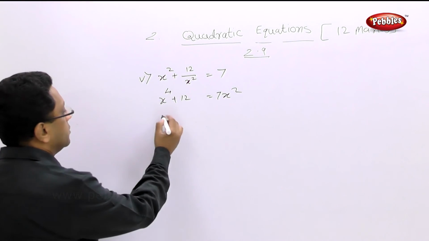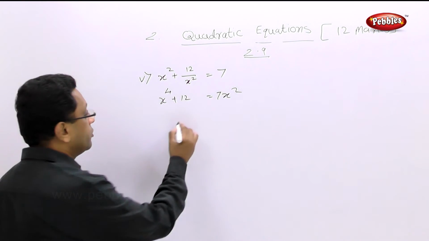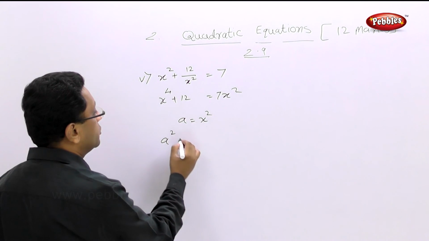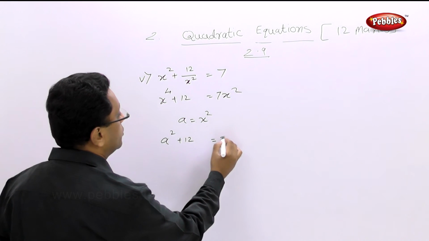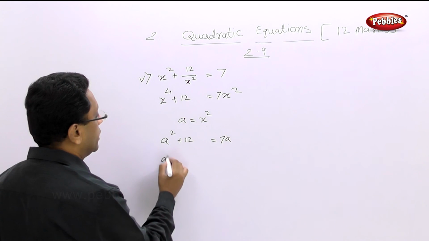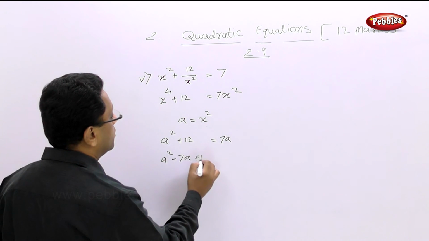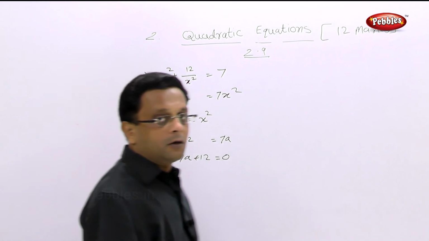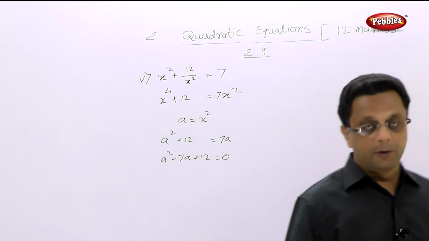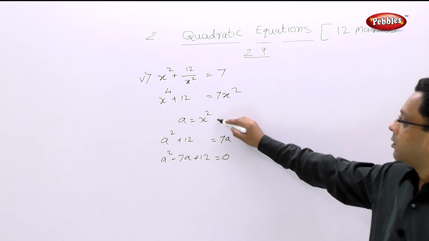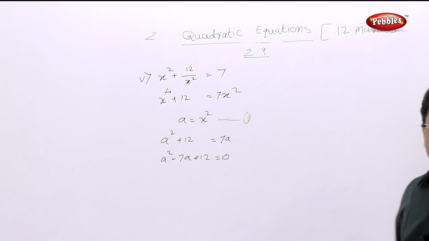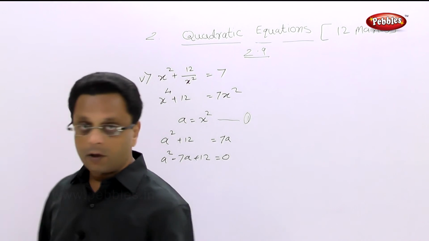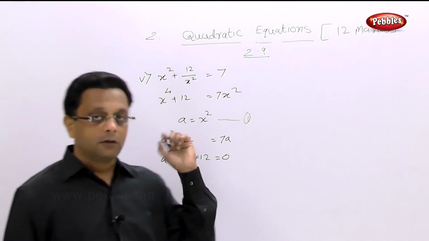Now I will substitute a is equal to x square. So here I will get a square plus 12 is equal to 7a. So a square minus 7a plus 12 is equal to 0. First solve for a, then substitute those values in this equation and ultimately you find the values of x. Pause your video and solve this now.